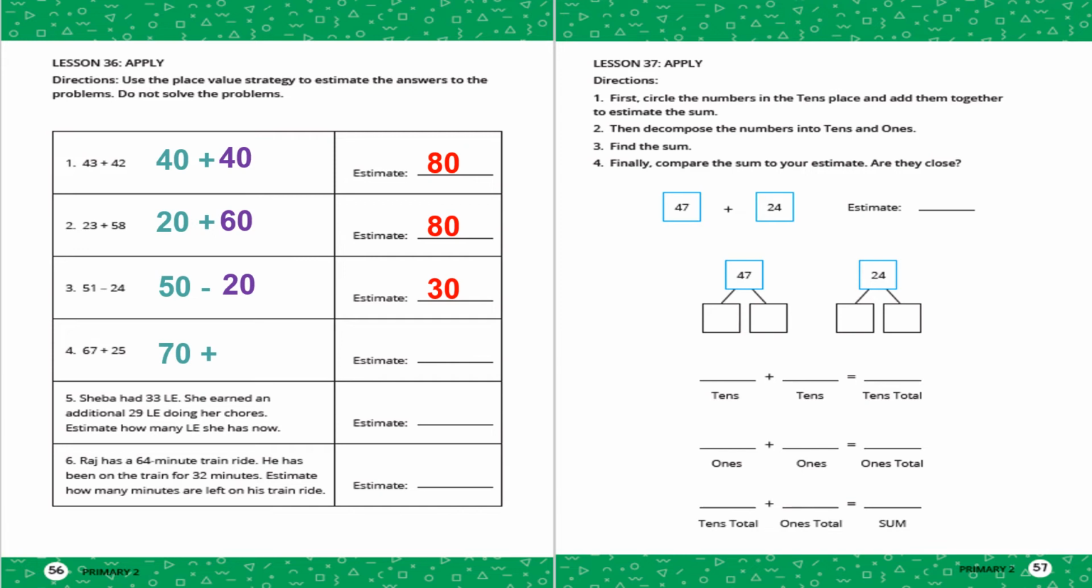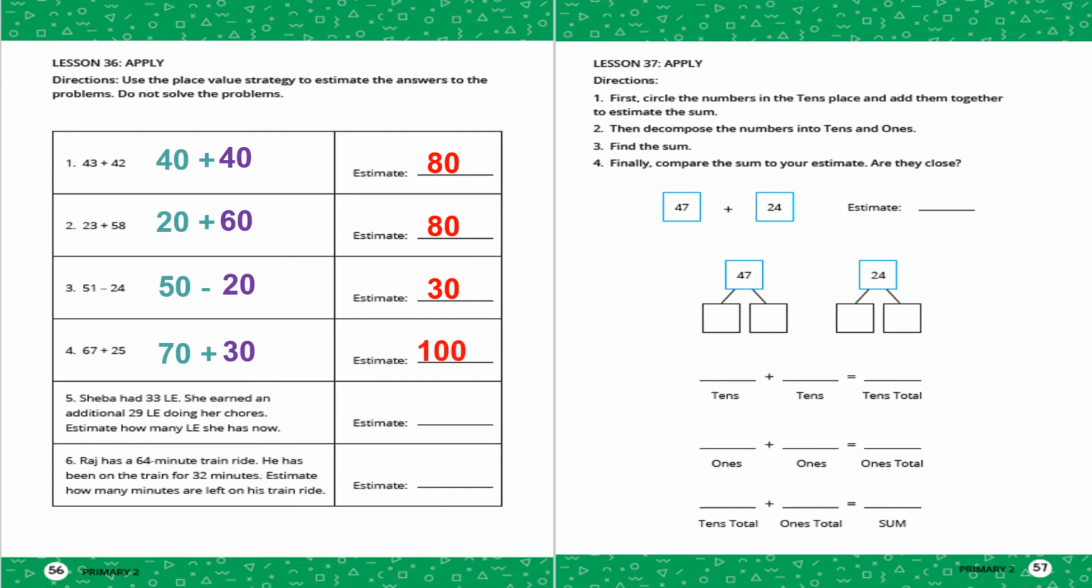25 is between 20 and 30. Look at the ones. Ones is 5. 5 or more, go to the next tens. So 25 will be 30. 70 plus 30 equals 100.